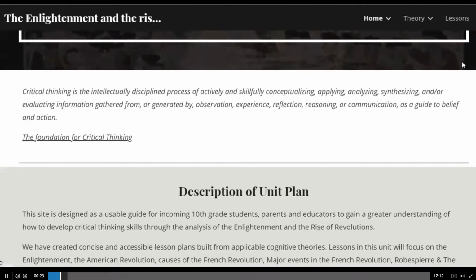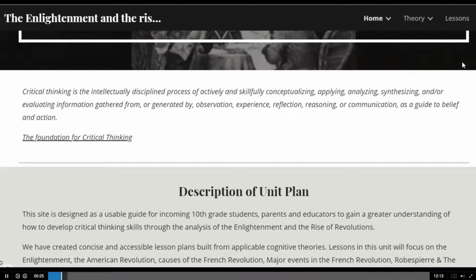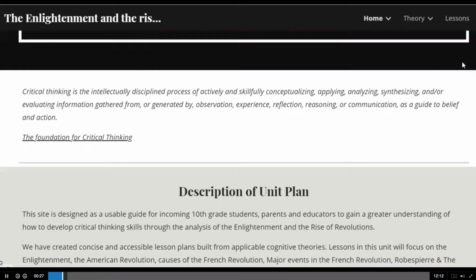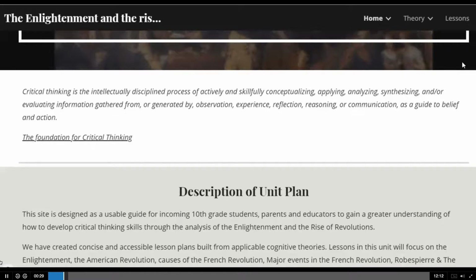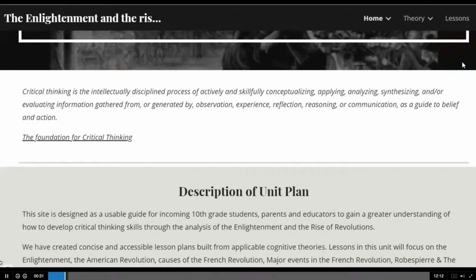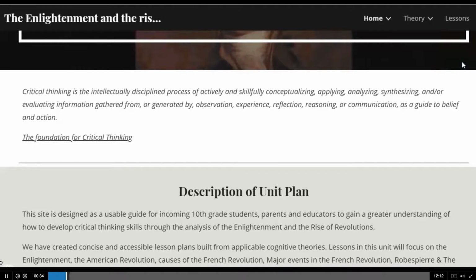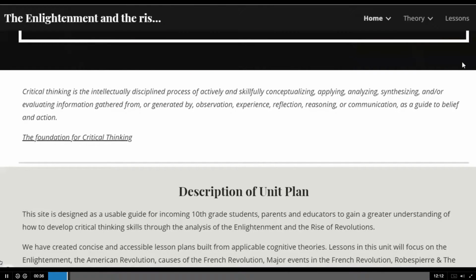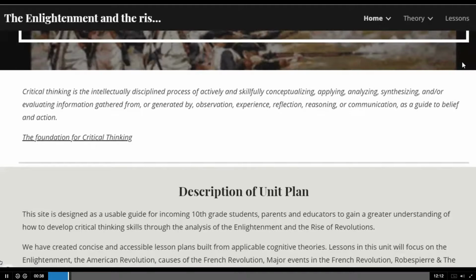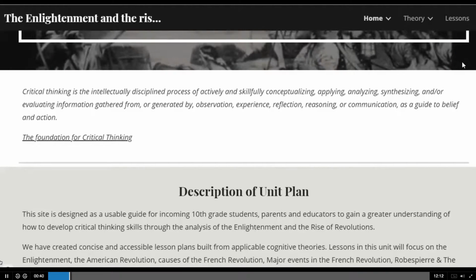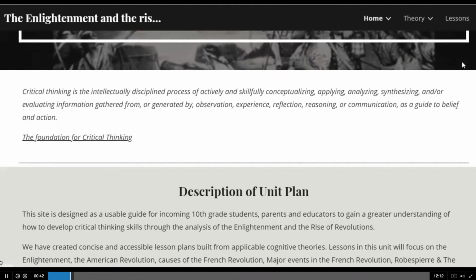Well, what is critical thinking? Critical thinking is the intellectually disciplined process of actively and skillfully conceptualizing, applying, analyzing, synthesizing, and/or evaluating information gathered from or generated by observations, experience, reflection, reasoning, or communication as a guide to belief and action.